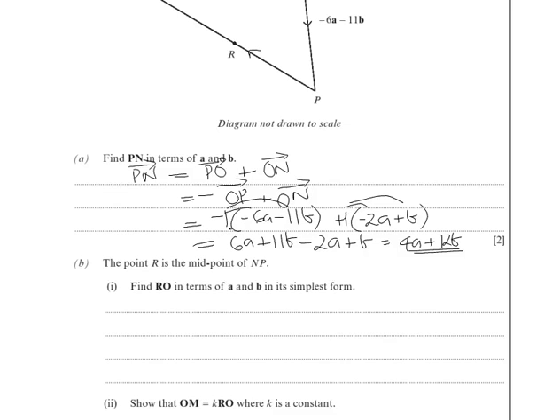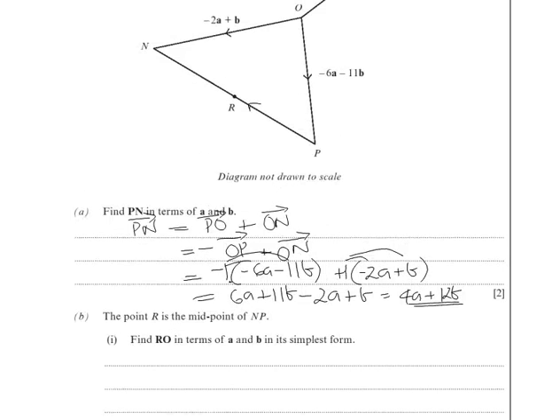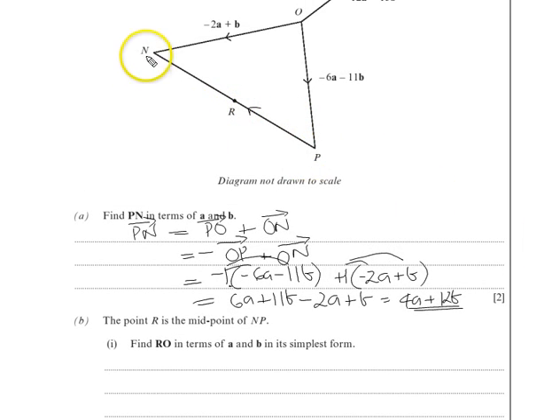Now, the next question then. The point R is the midpoint of NP. There's R, midpoint of NP. Find RO in terms of a and b in its simplest form. So from R, let's draw a straight line to O. So I'll just put that in like so, yeah? So find RO. So I want to find RO, that direction. So what is it then?